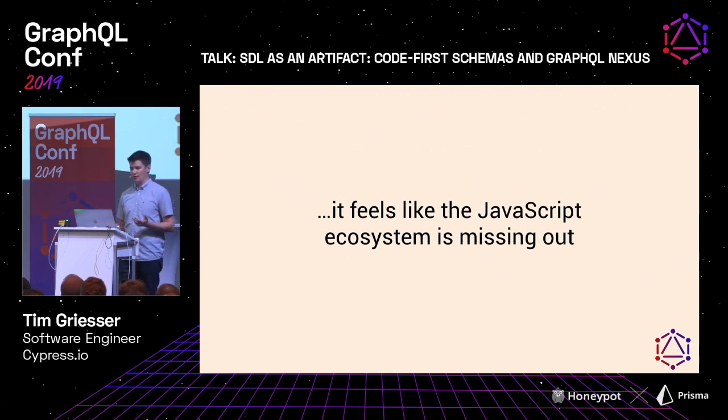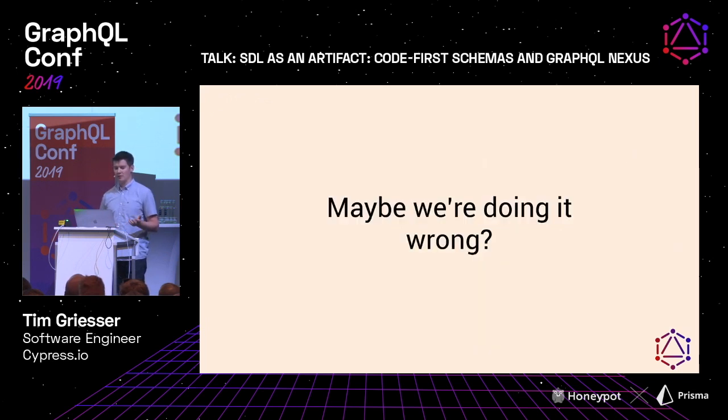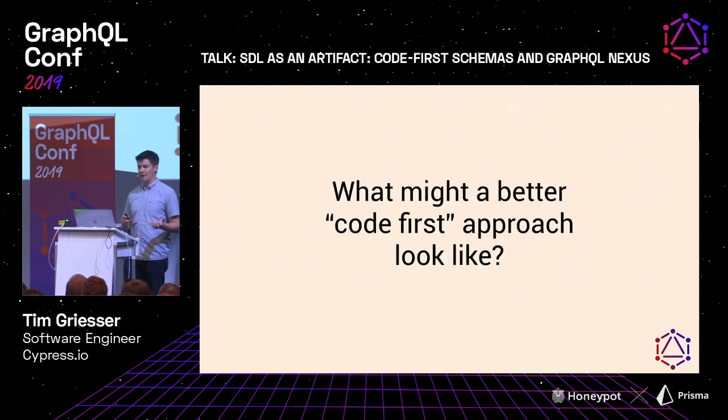After doing a little more reading on the topic, I came across a post in the namespaces issue in the GraphQL spec, where Lee mentioned that the SDL was not originally intended to be a human-written document, and that there were plenty of design decisions that favor readability over writability. So I thought, maybe we're doing it wrong, or maybe not wrong, but we could be doing it differently. So the idea was, what might a better, higher-level code-first approach look like?